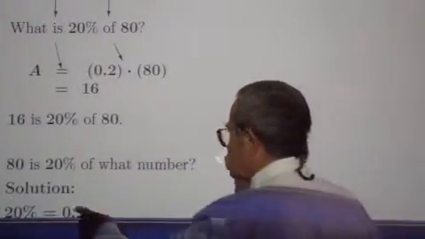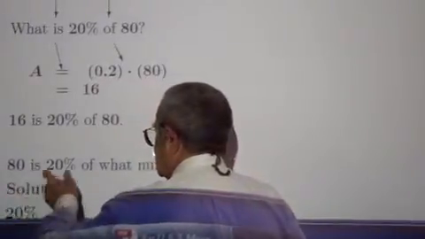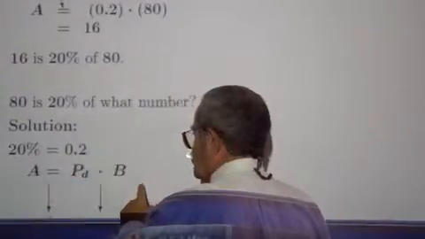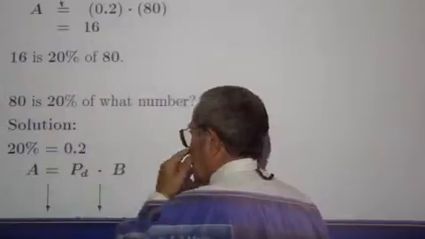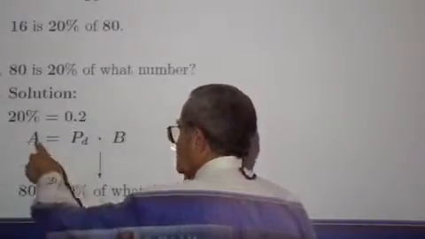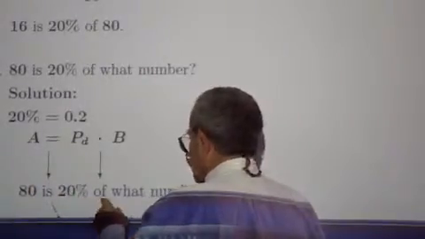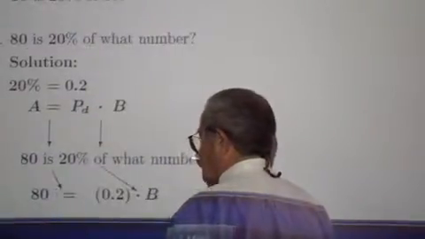80 is 20% of what number? The number before the is given. The 20% is given. The number after the of is not given. So the number after the of, after the multiplication, is not given. And 20% is 0.2 as a decimal. Amount given as 80 is an equal sign, 0.2 times the unknown. Call your unknown b, call your unknown x if you want to.